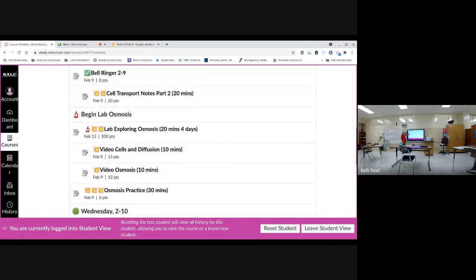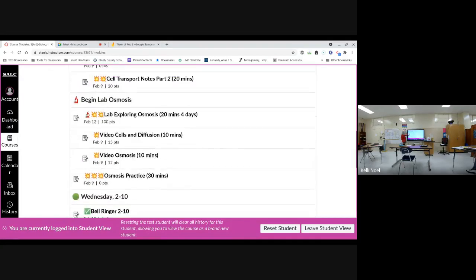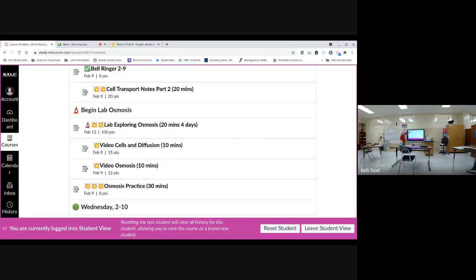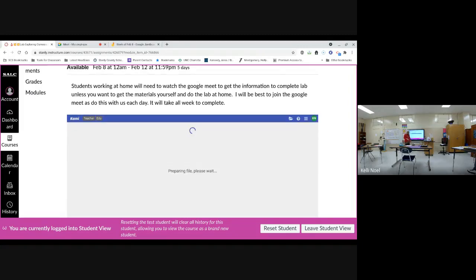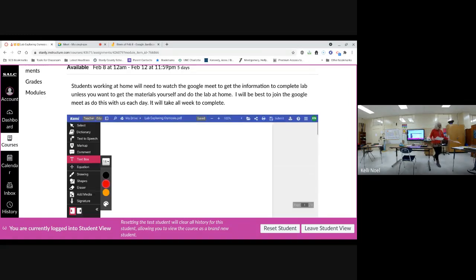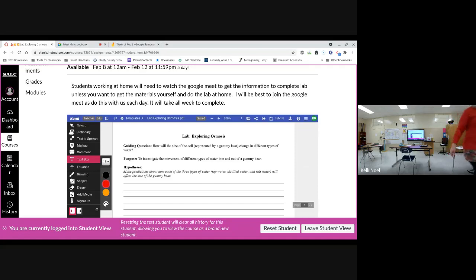All right, so what we're going to do next is we're going to look at this lab. So I put a little microscope here, and we've got a lab that we're going to explore with osmosis. So this is what you would click on, Amber, so you can see the sheet. And I'm going to give everybody here one.